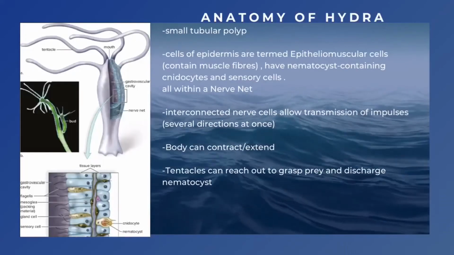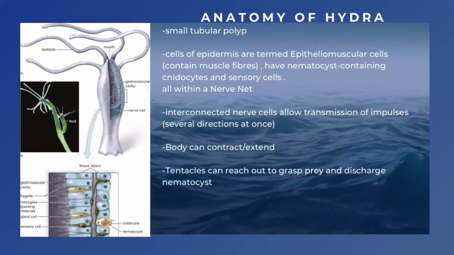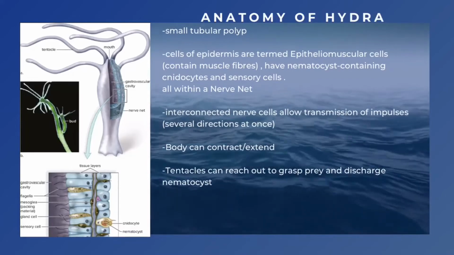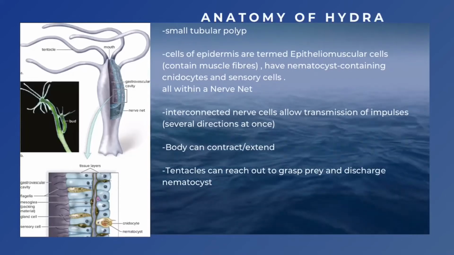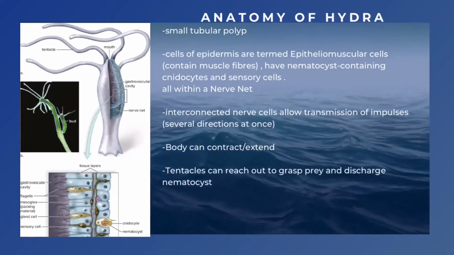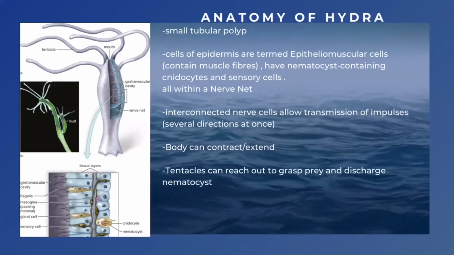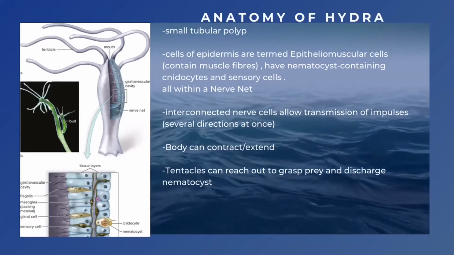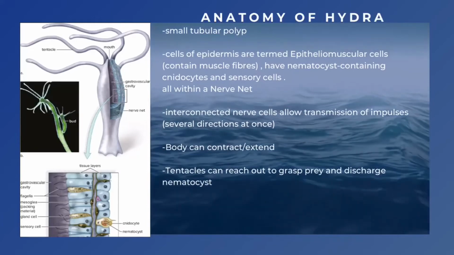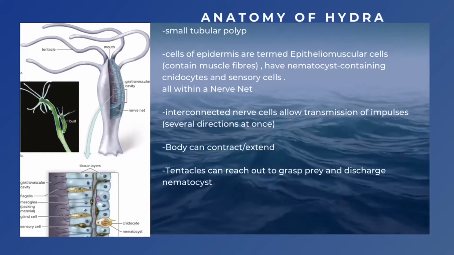The body of a hydra is a small tubular polyp. The cells of the epidermis are termed epitheliomuscular cells because they contain muscle fibers. Also present in the epidermis are nematocysts containing cnidocytes and sensory cells that make contact with the nerve cells. These are all within a nerve net. These interconnected nerve cells allow the transmission of impulses in several directions at once. The body of a hydra can contract or extend, and the tentacles that ring the mouth can reach out and grasp prey and discharge nematocysts.